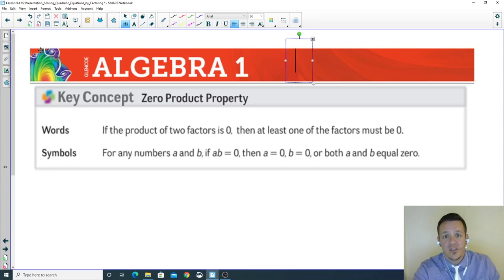All right, welcome everybody. So this is part 2. This is going to be in Veil of lesson 9.4. This is going to be discussing the zero product property rule.